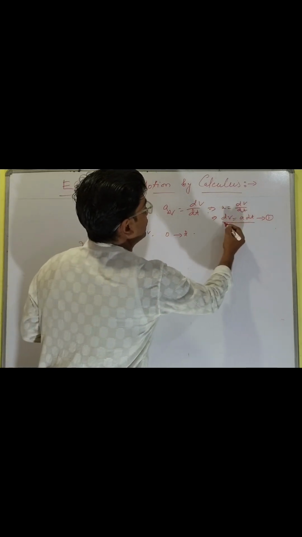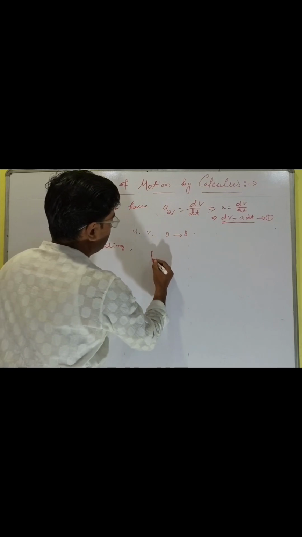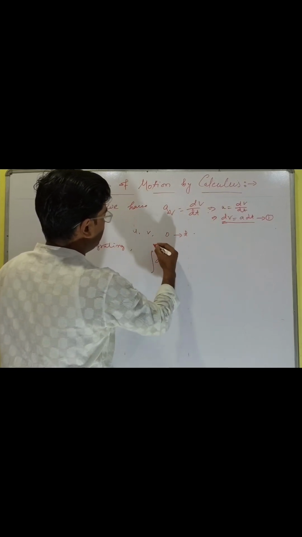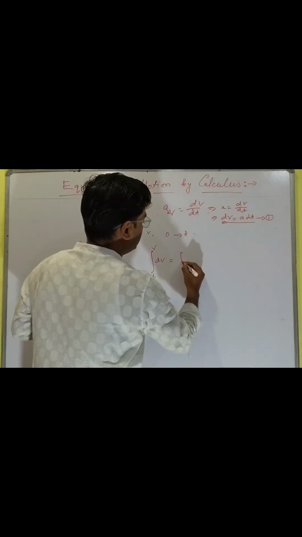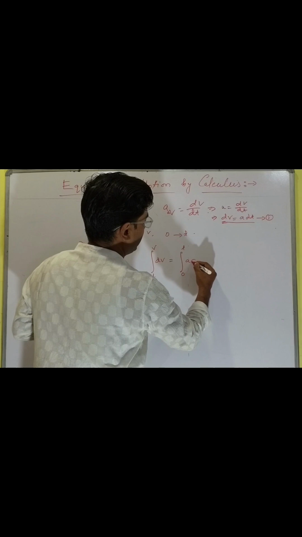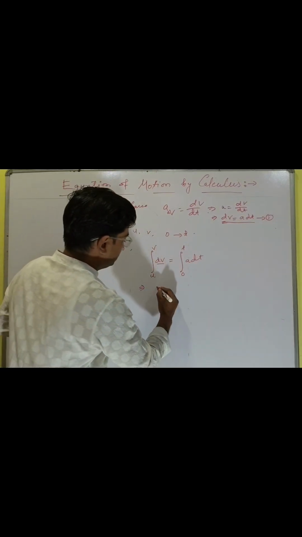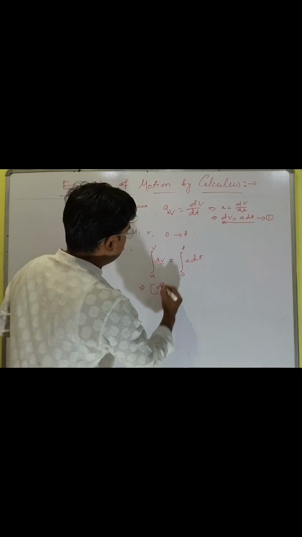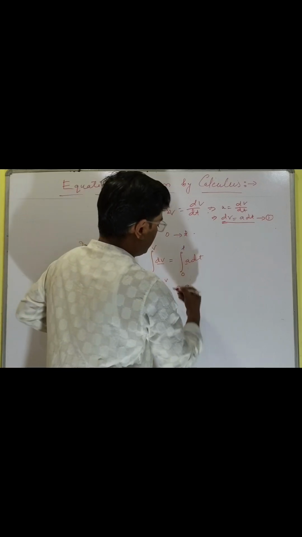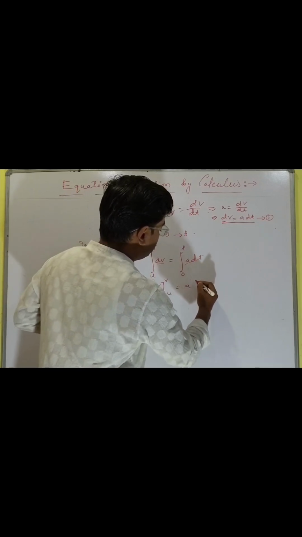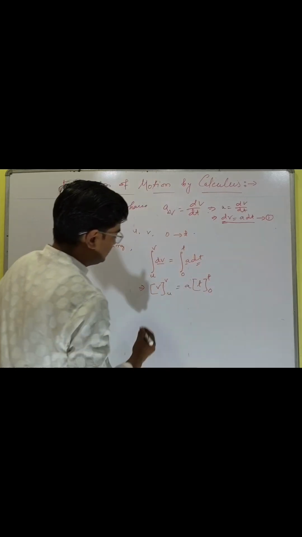Within the limits u and v and time interval 0 to t, integrating dv within the limit u to v, and integrating a dt within the limit 0 to t. Integration of dv gives v, within the limits u to v. Similarly, a is a constant, so a comes out, and integration of dt gives t, within the limit 0 to t.